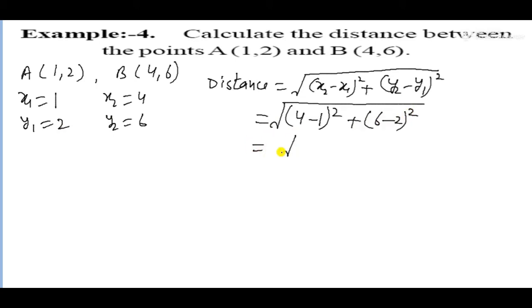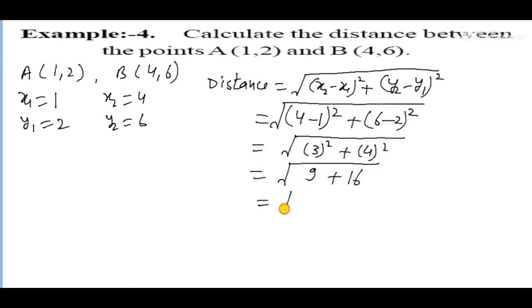So you can write 1 here. So it is 4 minus 1 whole square. What about y2? It is 6. So you can write 6 here, and y1, that is 2. So you can write 2 here, and its whole square. Now subtract all this.